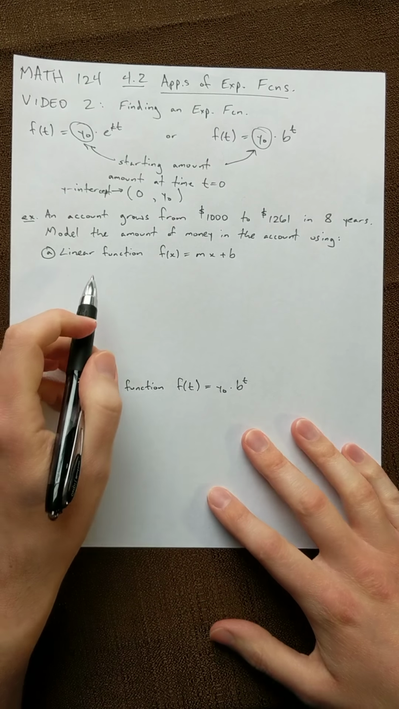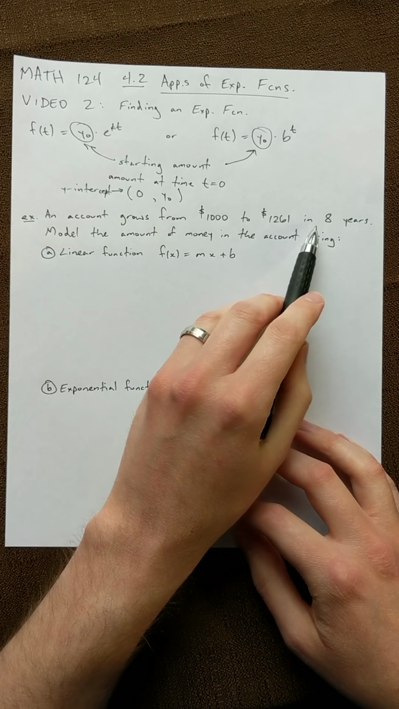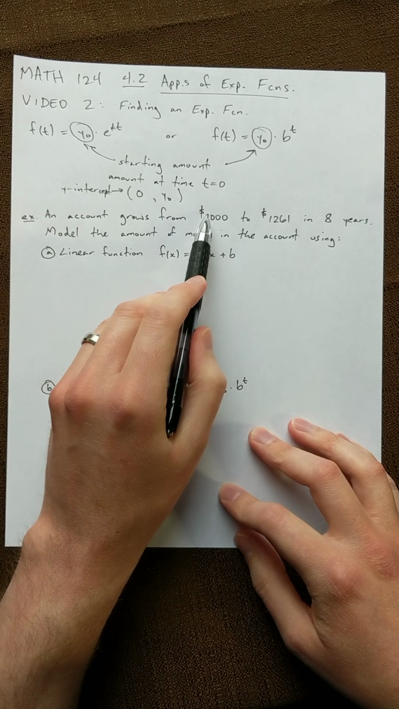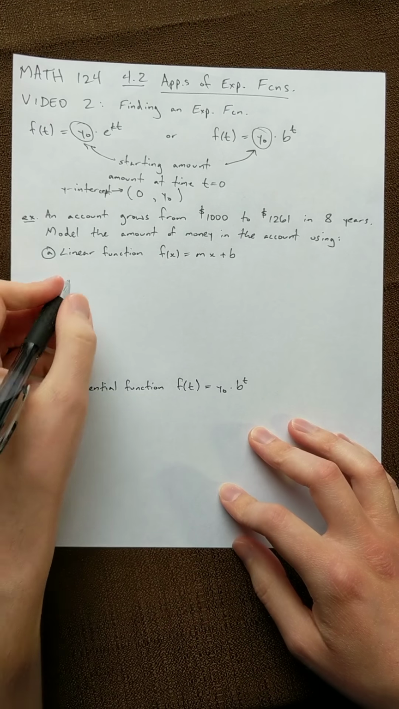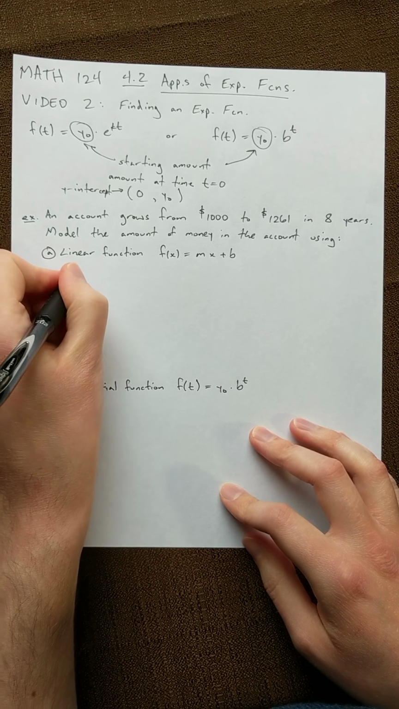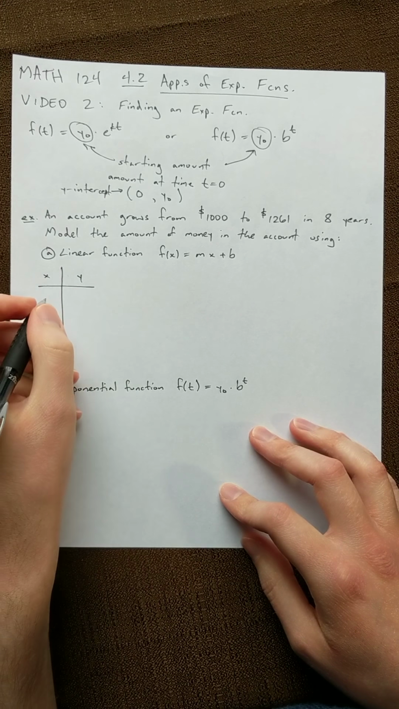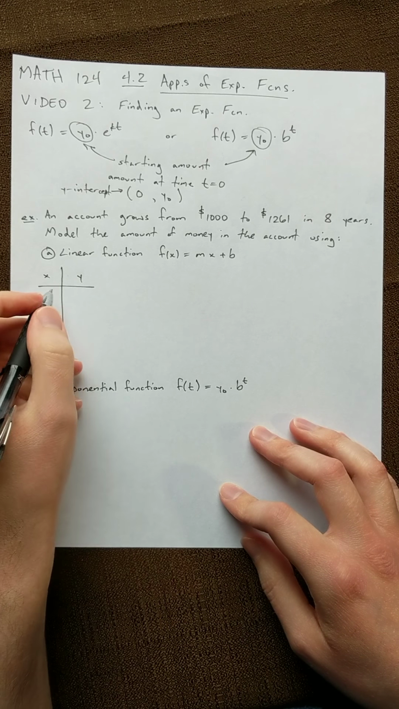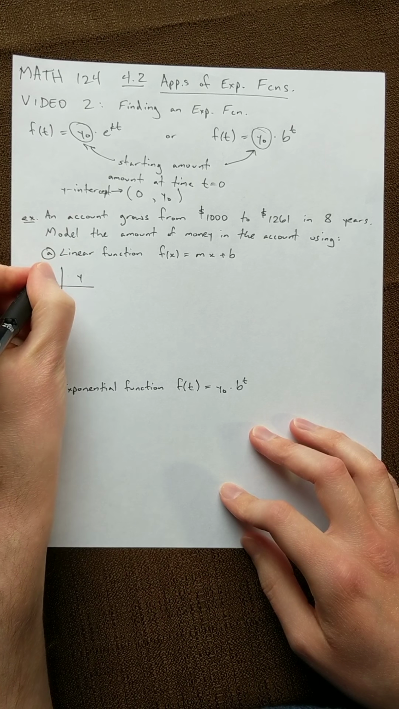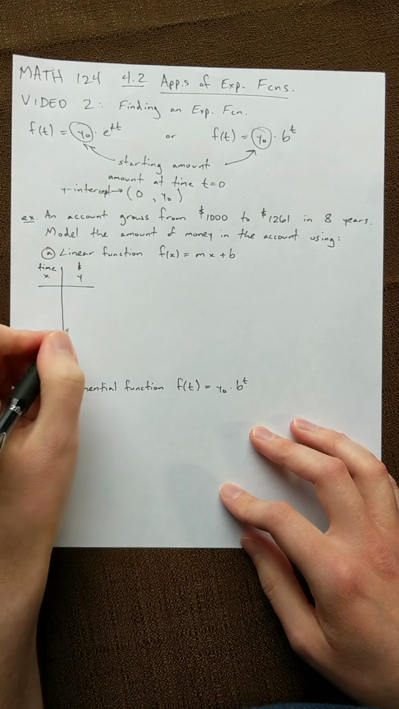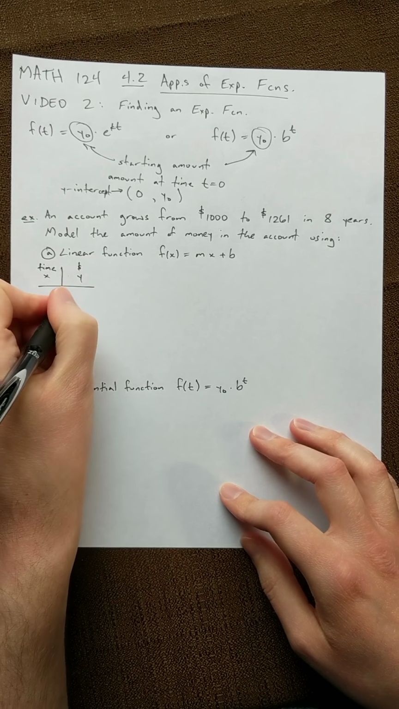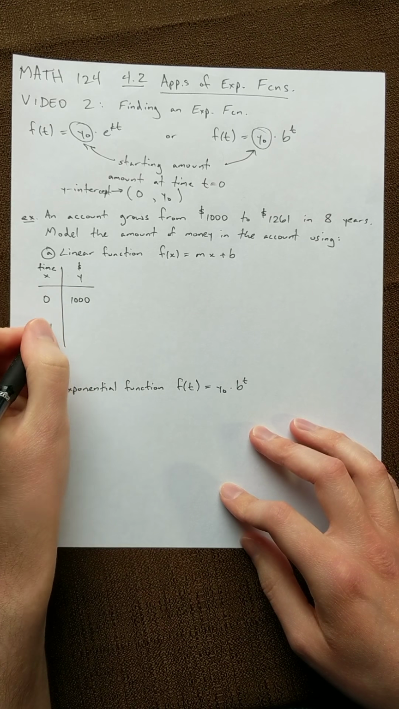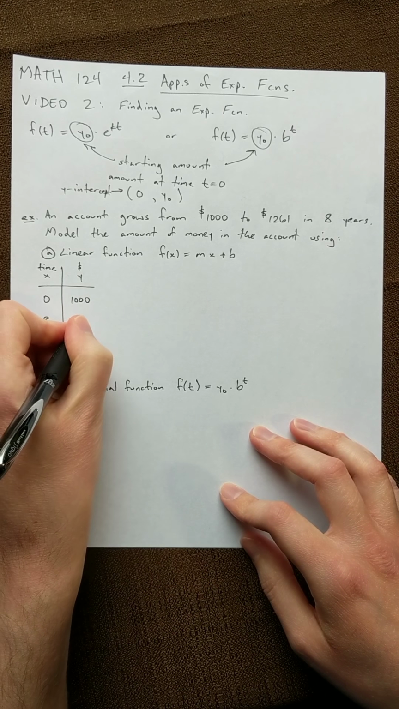So let's start off with the linear function. If we're given two pieces of information, a dollar amount at one time and a dollar amount at another time, I can think about that as giving me an x and a y. So let's see, x is probably going to be my time, and y is going to be my number of dollars. And so at time 0, we have $1,000. At time 8, we have $1,261.